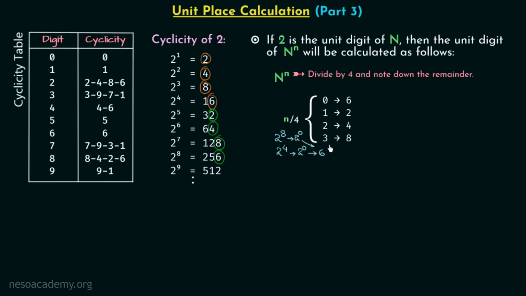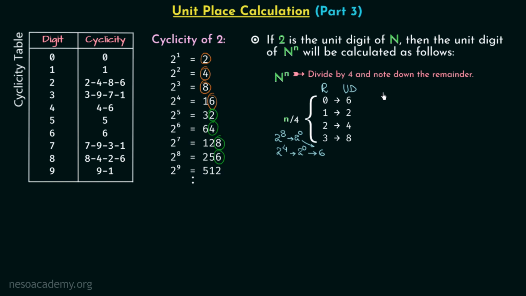When remainder is 3, we will have 2 power 3 giving us 8 at the unit place. So 0, 1, 2, 3, these are the remainders, and corresponding to these remainders, we will have 6, 2, 4 and 8 as the digit at unit place, or we can say they are the unit digits. So I hope you now understand how to deal with the case when we have digit 2 at the unit place of number n. To understand this better, we will take one example.